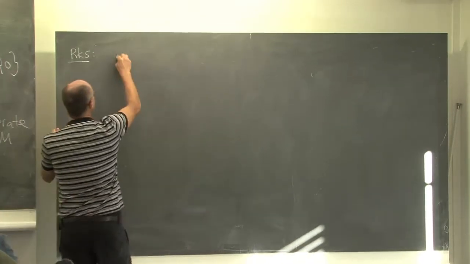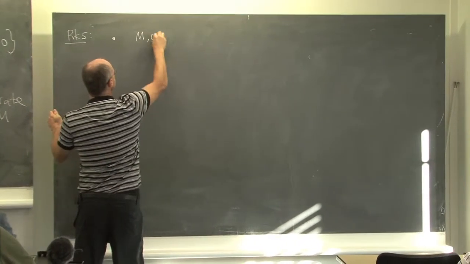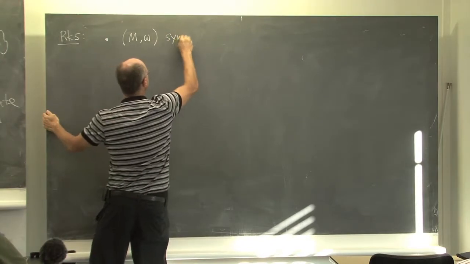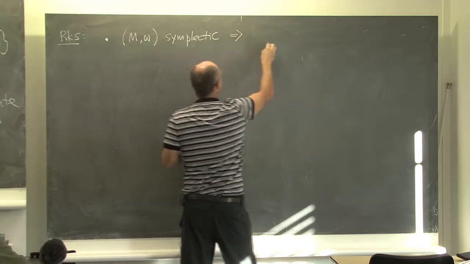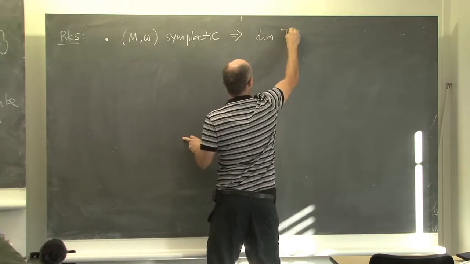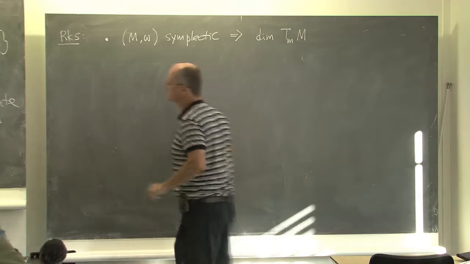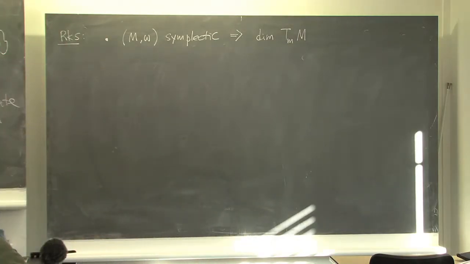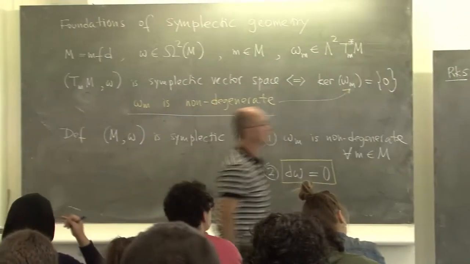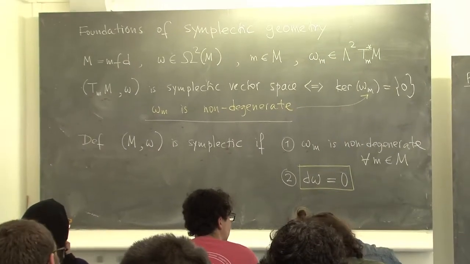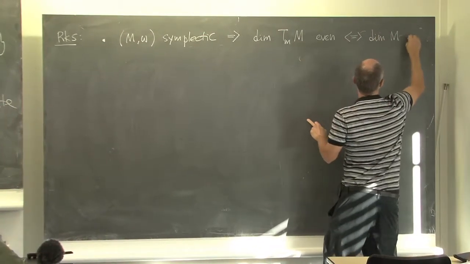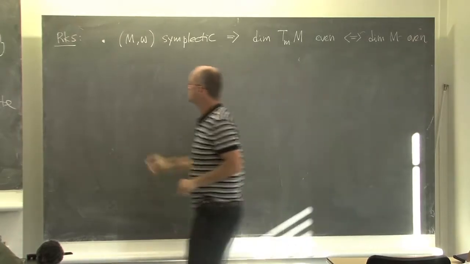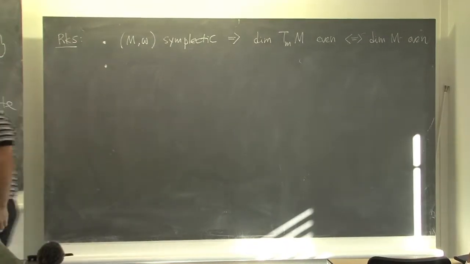First of all, of course, (M, omega) symplectic implies that the tangent spaces are symplectic vector spaces, so the dimension of the tangent spaces is even, and this is the same as saying that the dimension of M is even. So symplectic manifolds are even dimensional.